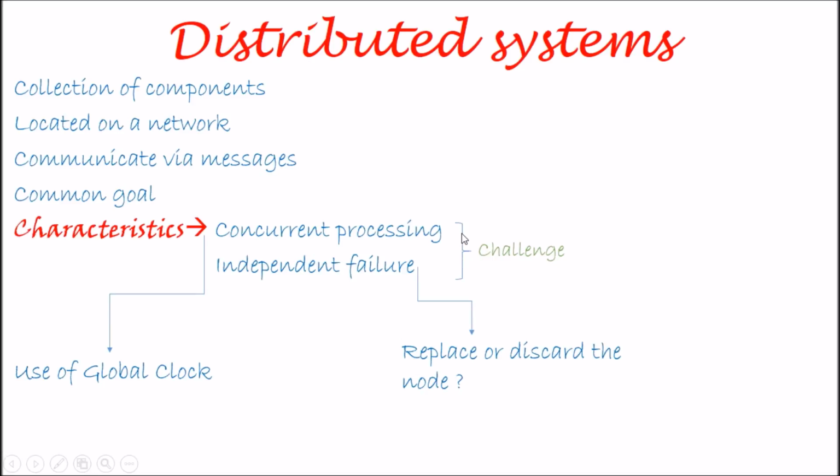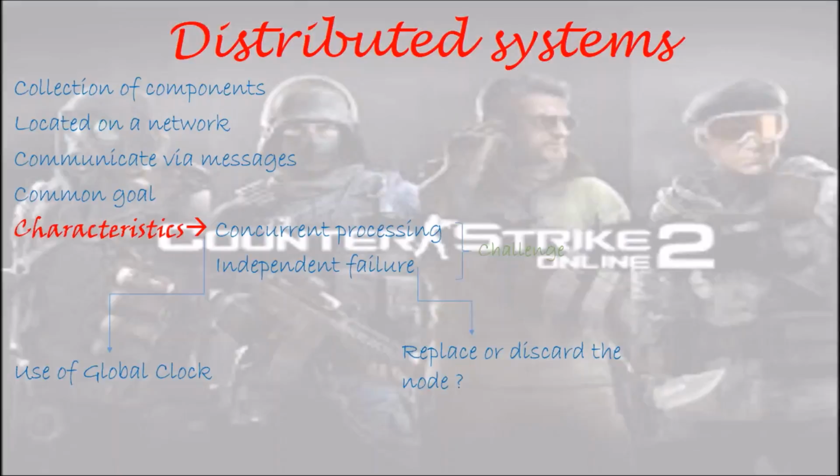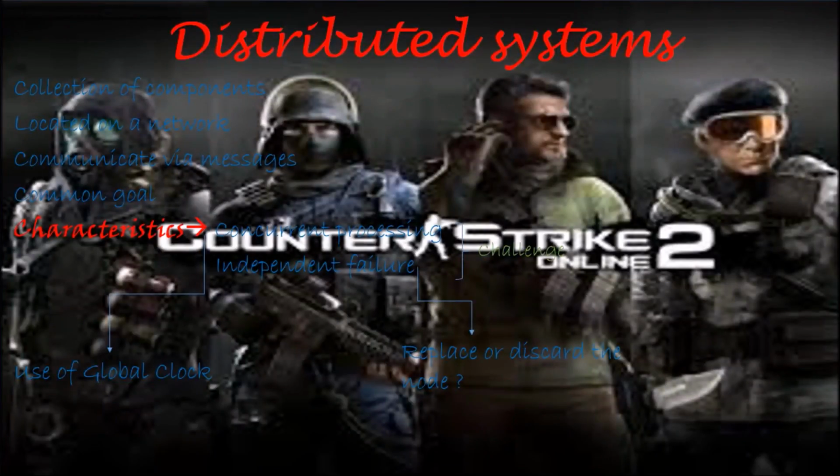If we talk about an example of a distributed system, there can be various examples, but the simplest example is that of a multiplayer online game. So how many of you have played Counter-Strike? Counter-Strike is a multiplayer online game which is played across the globe by multiple players.